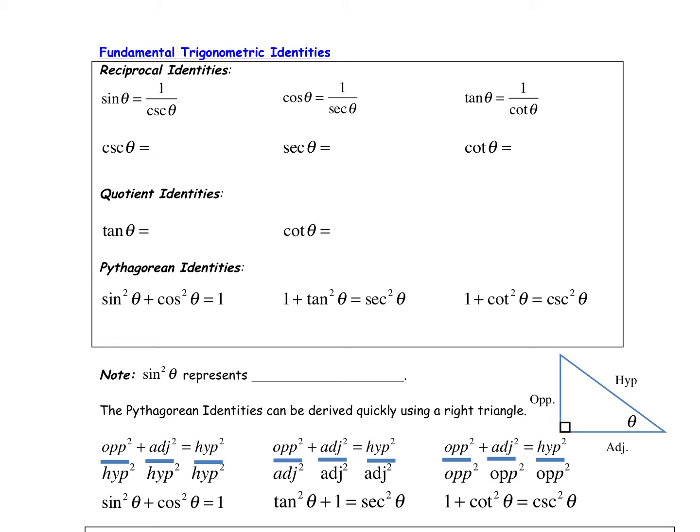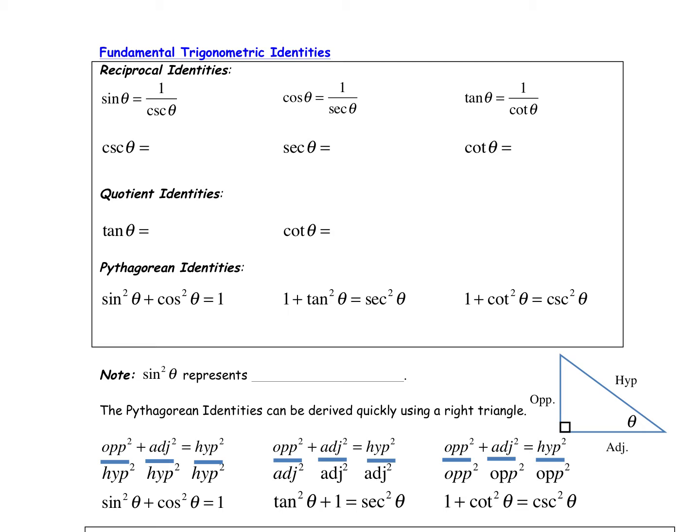In this video, we're going to go over some fundamental trigonometric identities. Earlier in the year, we talked about what an identity is. An identity is an equation that's true for every value of the input that's in the domain. So these fundamental trigonometric identities are always true, and you are going to be responsible for knowing them.